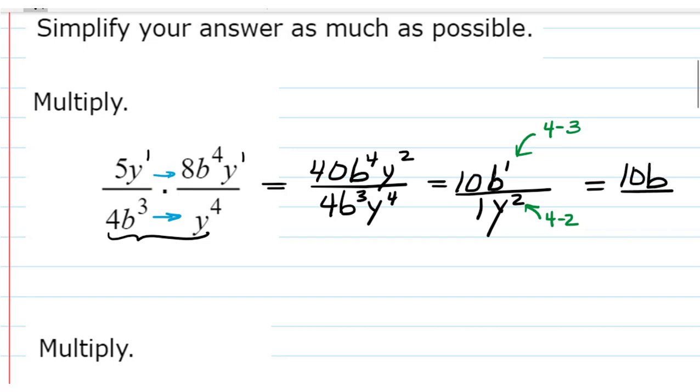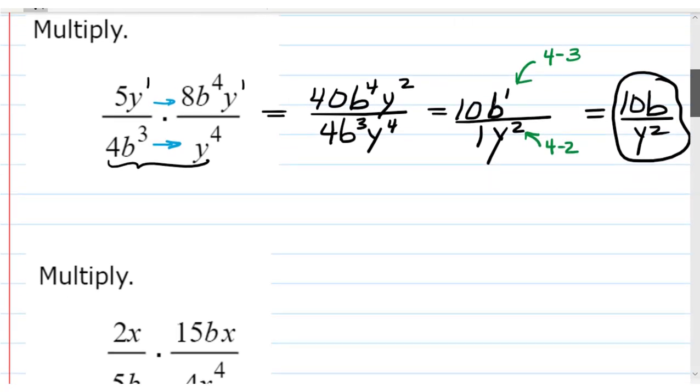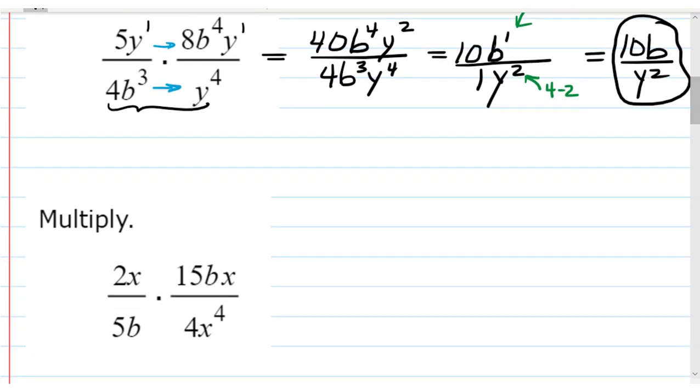We never write a power of 1, so I'm just going to write this as 10b, and then 1 times y squared is just y squared. And there's our product. Let's work another problem with a product, and then we'll do a quotient.